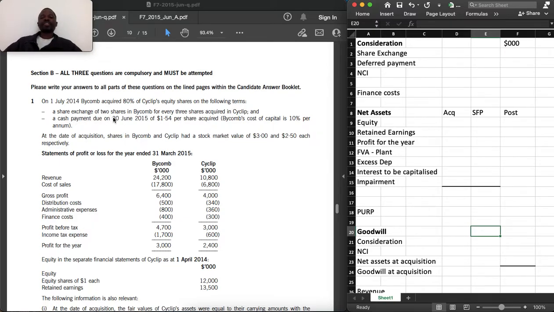A share exchange of 2 shares in Bycomb for every 3 shares acquired in Cyclic, and a cash payment due on 30 June 2015. The payment is due after 1 year, of $1.54 per share acquired by Bycomb. Bycomb's cost of capital is 10% per annum. At the date of acquisition, shares in Bycomb and Cyclic had a stock market value of $3 and $2.50 respectively. We will use this information to calculate the consideration and the NCI.